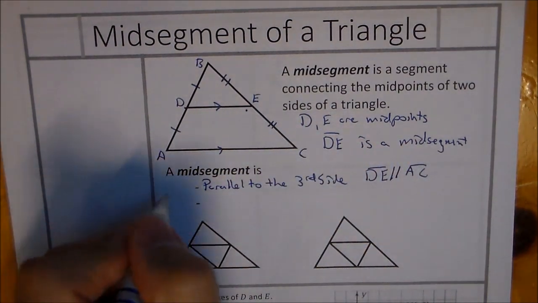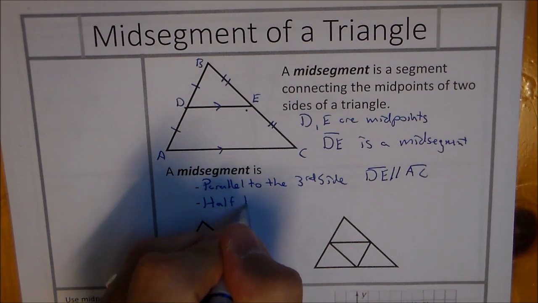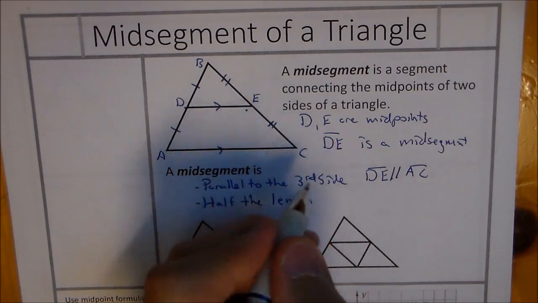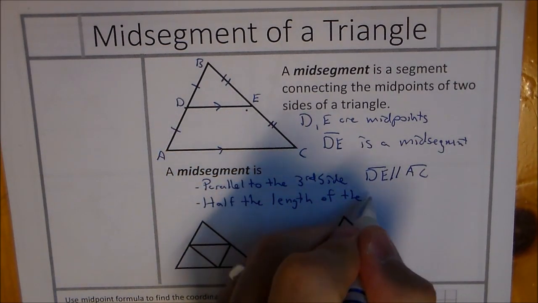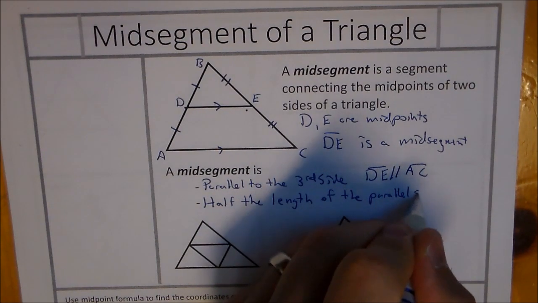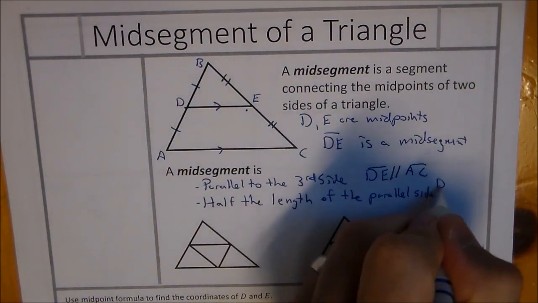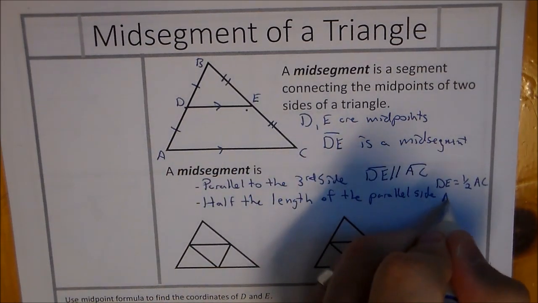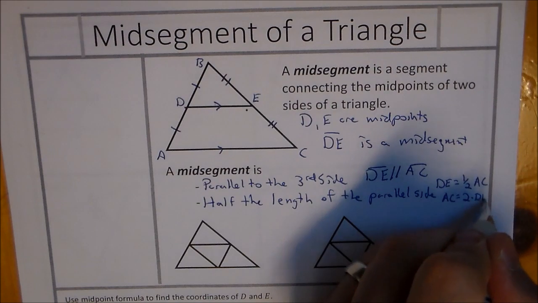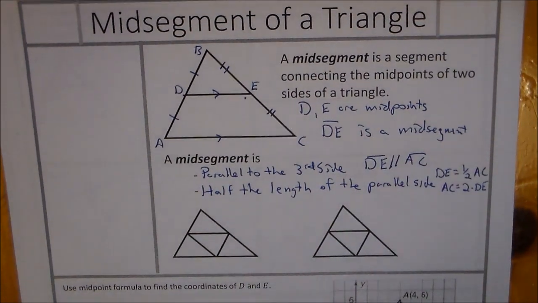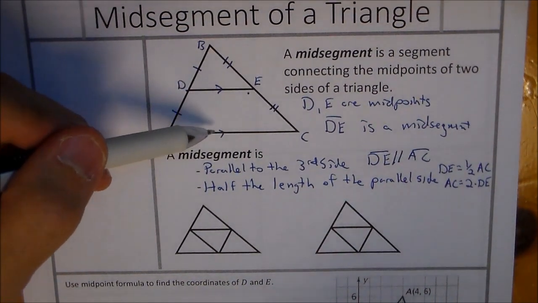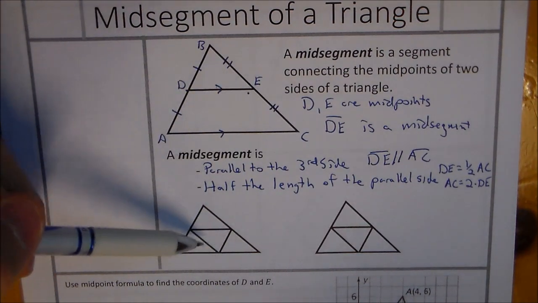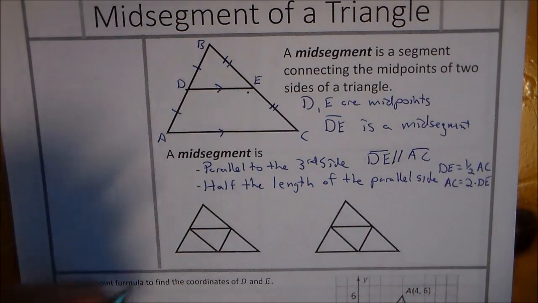What we also have here is that it's half the length of the parallel side, or the third side. So that means that DE is equal to 1/2 AC, or AC is equal to 2 times DE, depending how we look at the scenario. So it's parallel to it, and it's half the length of this side. Now what we could do is take one midsegment and do this 3 times within a triangle, and I end up with 3 midsegments.